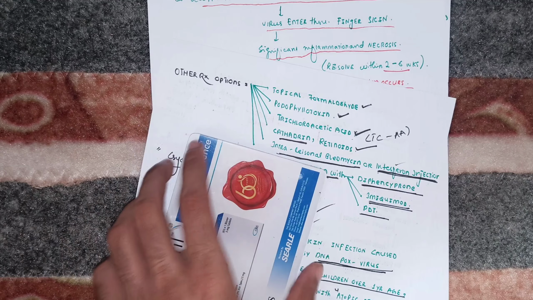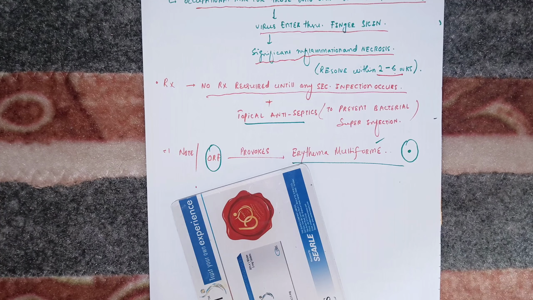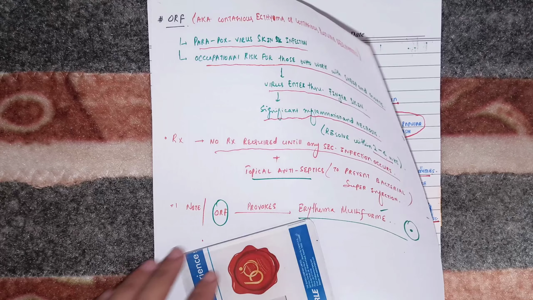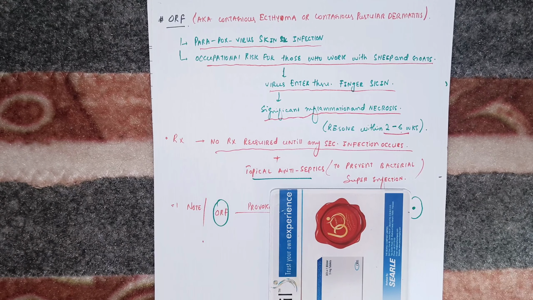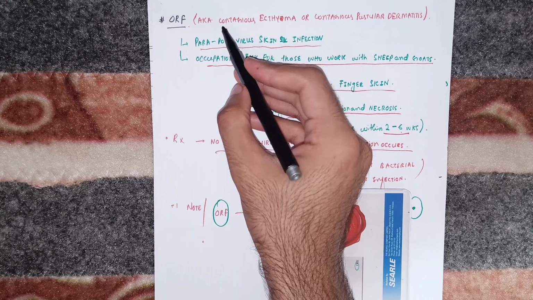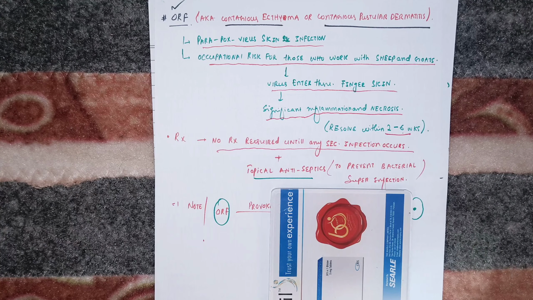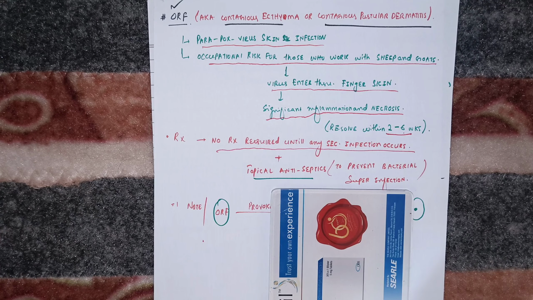After this molluscum contagiosum, let me tell you another viral infection of the skin, that is ORF. ORF, also called contagious ecthyma or contagious pustular dermatitis. Contagious ecthyma और contagious pustular dermatitis, जिसको हम ORF ही कहते हैं, it has no abbreviation, it is just ORF. Okay, so this ORF is the skin infection caused by which virus? Which virus beta? Parapox virus.